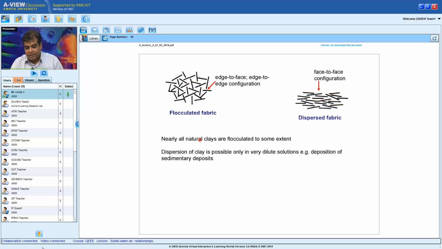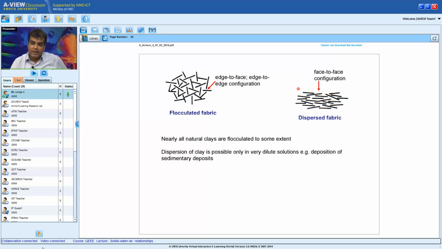Most of the natural clays which you find are flocculated, as per the figure on the left-hand side. But clays which have been deposited by sedimentation, of sedimentary nature, historically, the geology of the clay shows that the clay has been deposited layer by layer. So most of the deposit would occur in a dispersed manner.